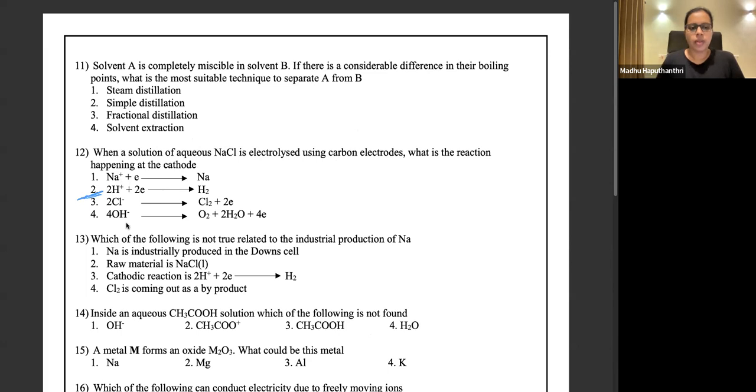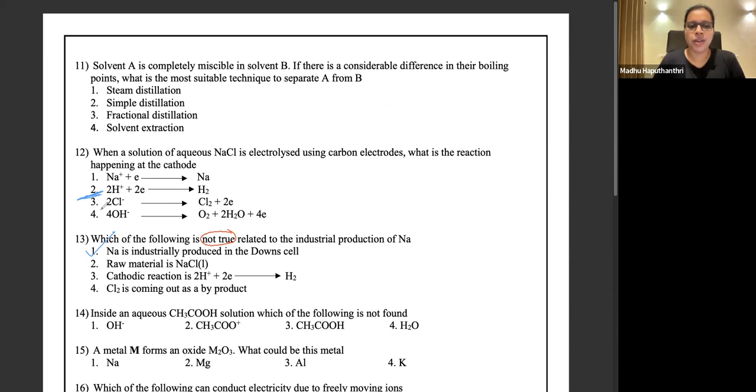Question 13. Which of the following is not true related to the industrial production of sodium? I'm again asking for the not true statement, so take care. Sodium is industrially produced in the Down cell. Yes, Down cell. There is a certain syndrome called Down syndrome. I don't know whether you are learning that in biology, but you might have heard the word. So if by any chance you forget the name of the cell, just recall the syndrome. That is Down syndrome.